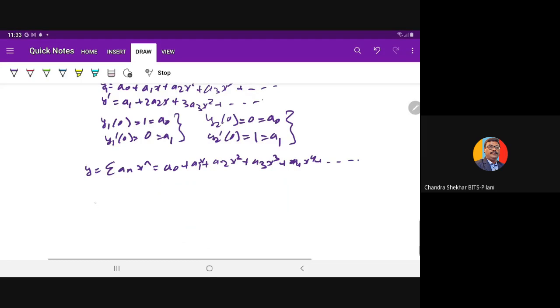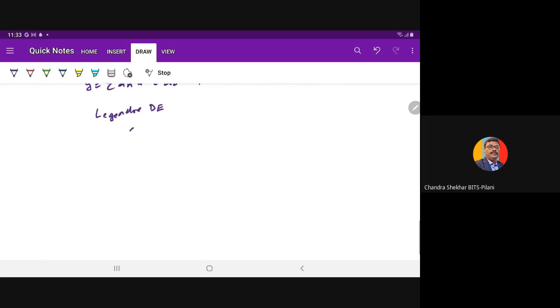So here we have the very famous second order differential equation. We call it the Legendre differential equation. So what is the Legendre differential equation? It is (1 - x^2) y'' - 2x y' + p(p + 1) y = 0.